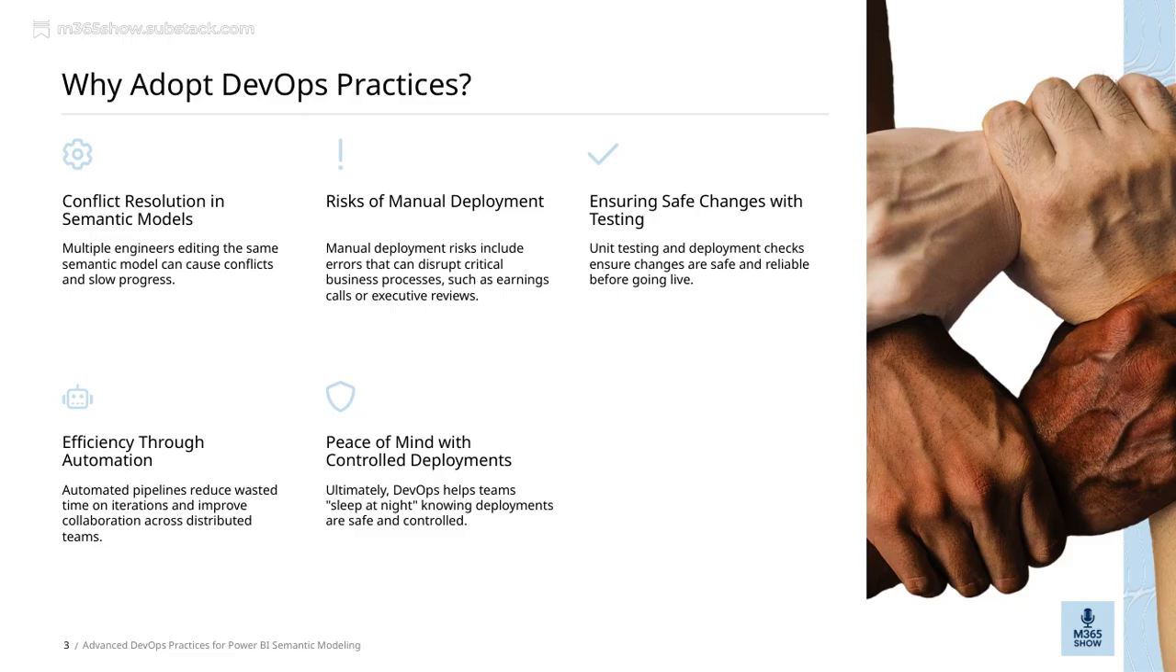Well, at the end of the day, DevOps gives teams that peace of mind, knowing that their deployments are safe and controlled. It really helps reduce stress and uncertainty. Automated pipelines play a big role here because they streamline the process, cut down on wasted time spent on repeated iterations, and foster better collaboration, especially when teams are spread out across different locations.